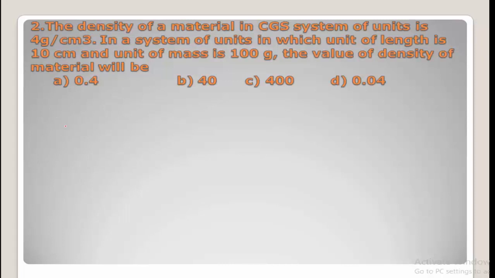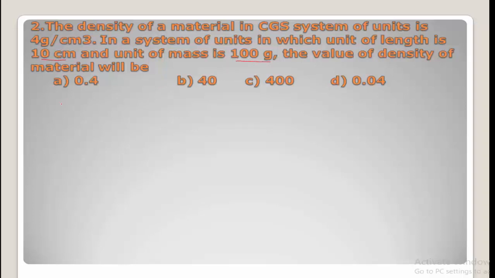The density of a material in CGS system of units is 4 gram per centimeter cube. In a system of units in which unit of length is 10 centimeter and unit of mass is 100 gram, then the value of density of material will be. So here the given values are length is increased by 10 centimeter and mass is increased by 100.